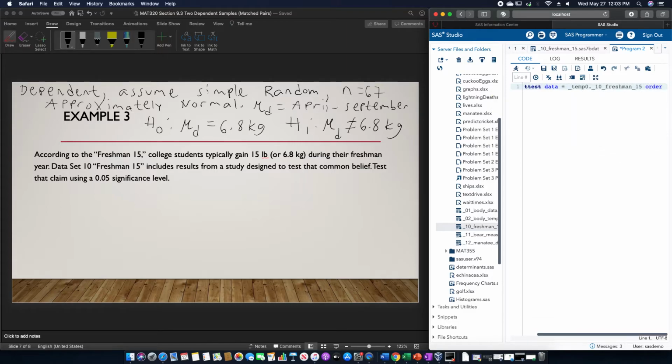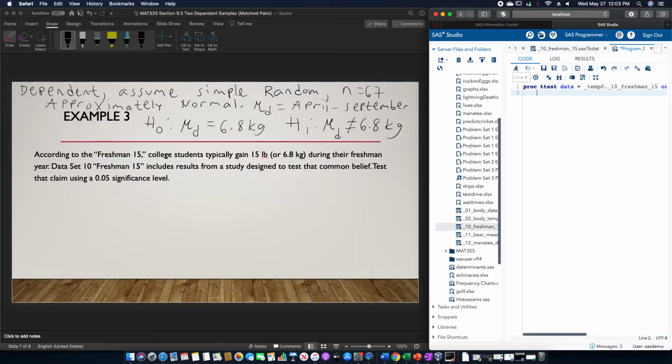The order of this is still going to be in the data. We want an alpha of 5%. We want the test of this to be the differences. The setting that we want is a two-tailed hypothesis test, and the null hypothesis is that we want this equal to 6.8 as opposed to 0. So this is one of the rare times that that's actually needed.